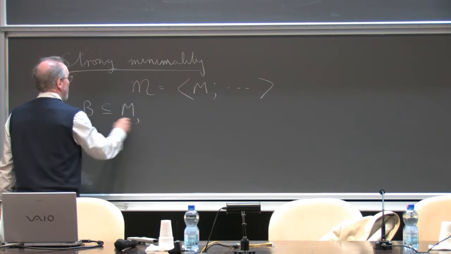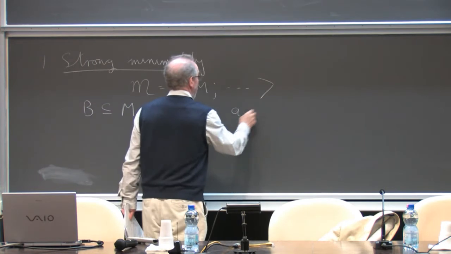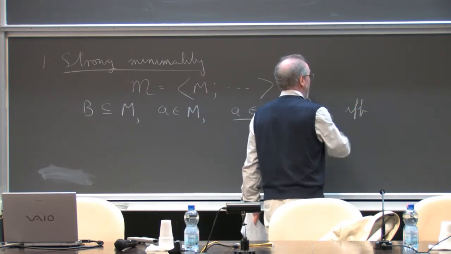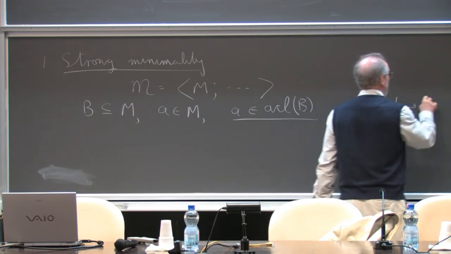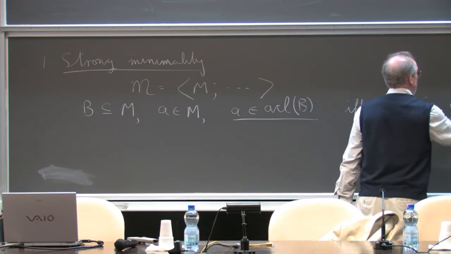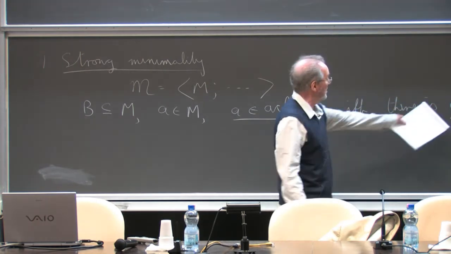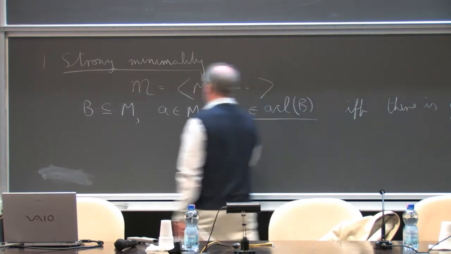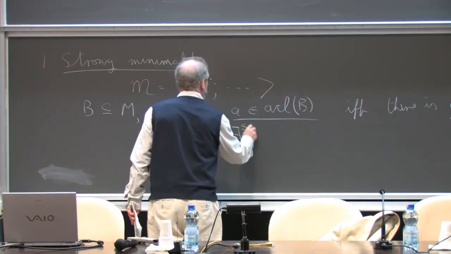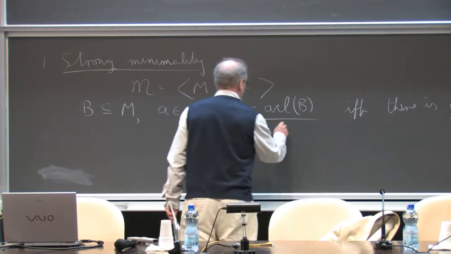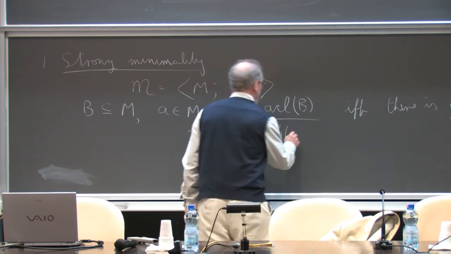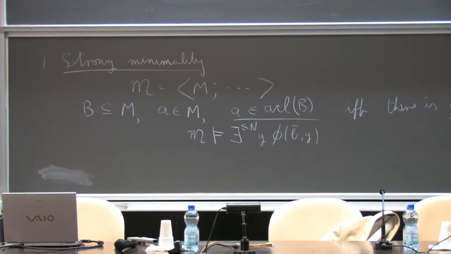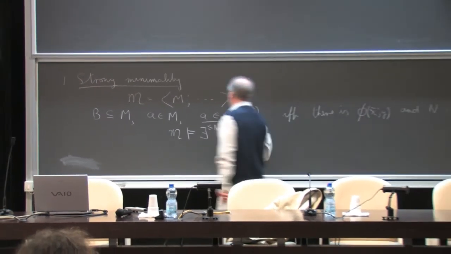Here, we just define: if B is a subset of M and a is an element of M, then we say a is in the algebraic closure of B if and only if there is a formula phi(x bar, y), where x bar is a sequence of variables and y is a single variable, and a natural number n such that M satisfies: there exist at most n y's such that phi(b bar, y), for a tuple of elements b bar from B.